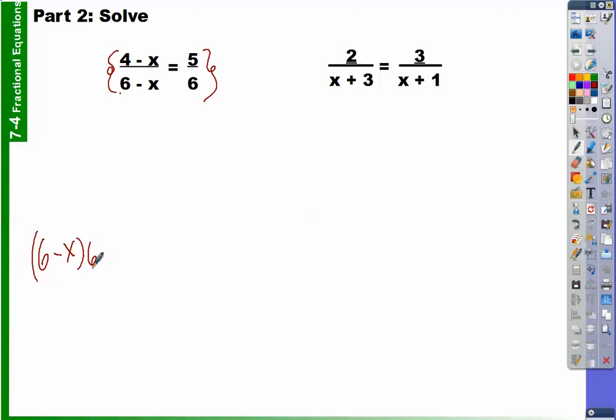This is very similar to a situation where you have like 1/2 plus 1/3. What are you going to do? You're going to multiply this fraction by 3 over 3, this one by 2 over 2. So the common denominator here is going to be 2 times 3, which would be 6, right? So we're going to do the same basic thing over here.